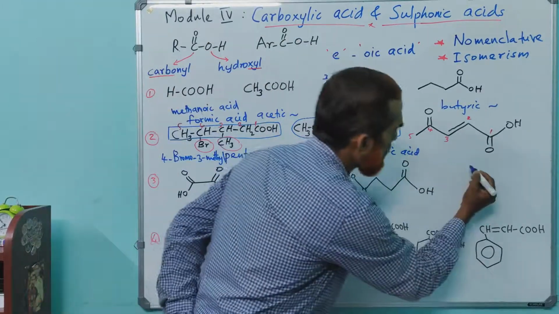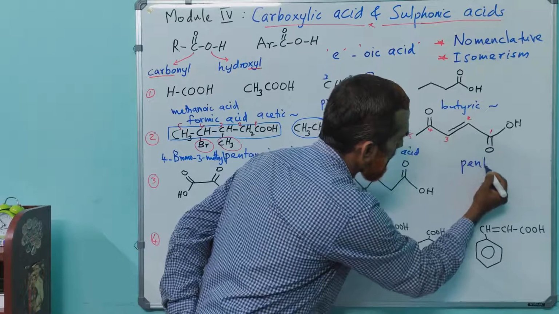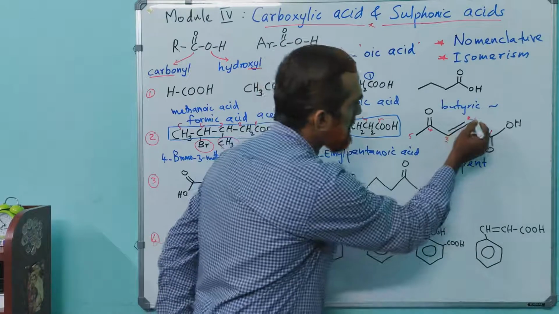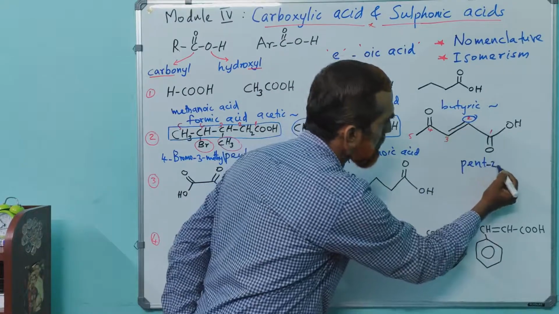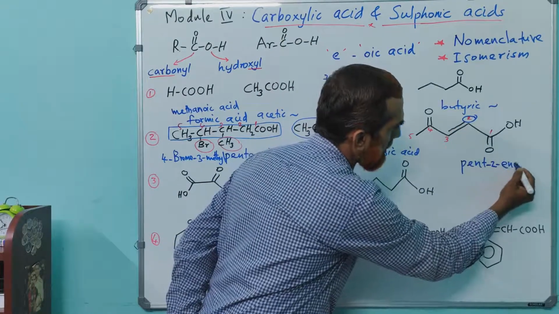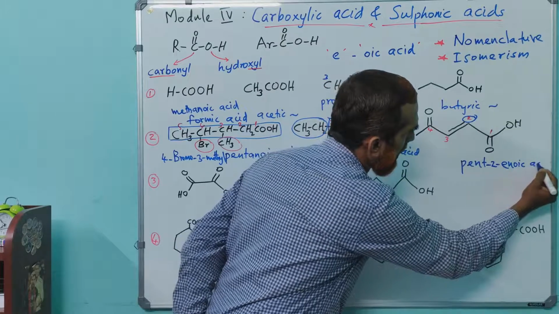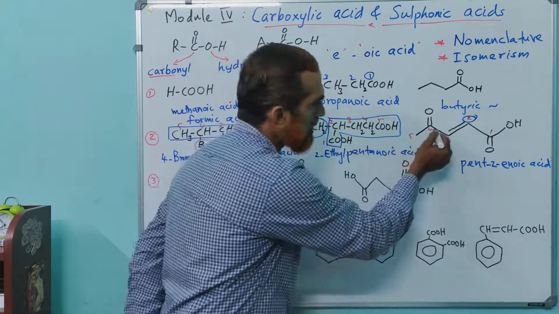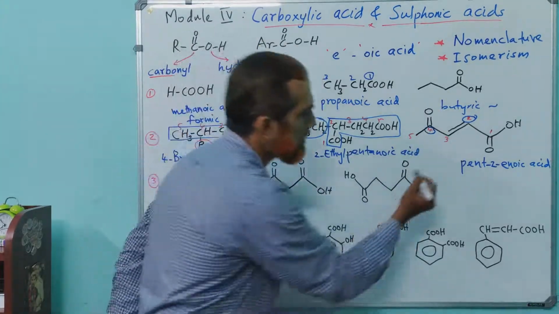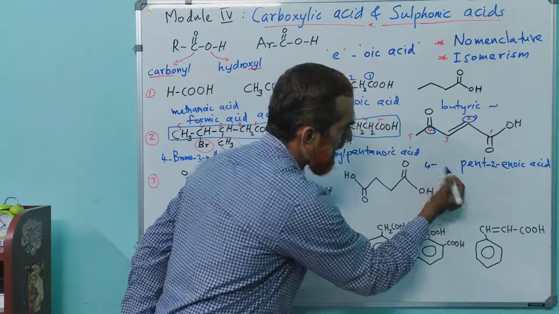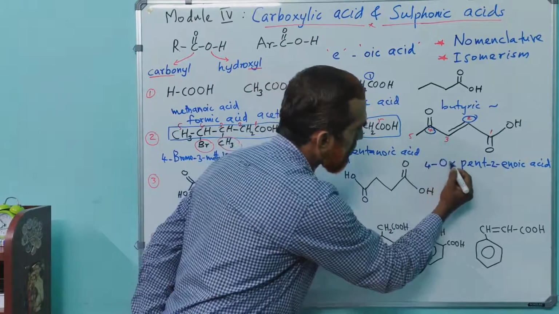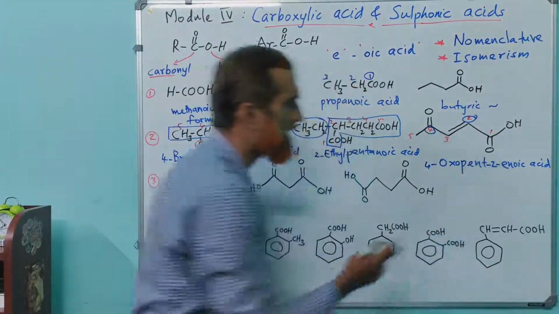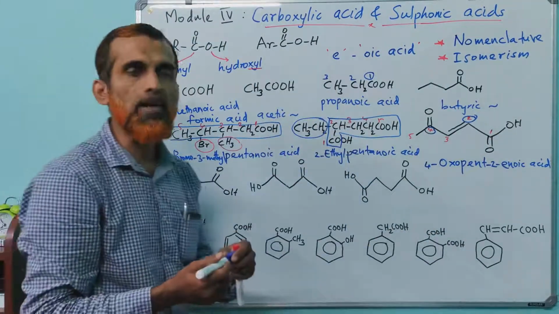Again it is 5, so it is pent. It is not pentane but pentene, a double bond is there. Position is 2. So pent-2-enoic acid, isn't it? Pent-2-enoic acid. Okay. And what about the prefix? At position 4 there is a keto group. So it is to be written as the prefix 4-oxo, or 4-keto, you can write as well. 4-oxopent-2-enoic acid.